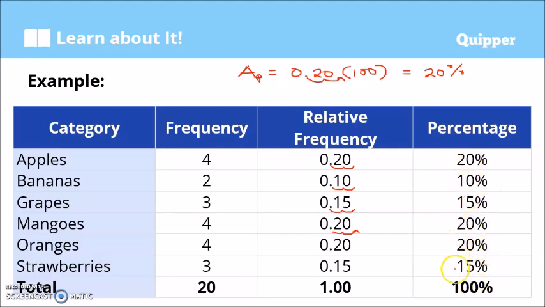Pag i-add natin ito lahat, it should be equal to 100%. So, we have 5 plus 5, that's 10, 0, carry 1. So, 3, 4, 5, 6, 7, 8, 9, 10. So, 10, we have 100%. Again, when we add relative frequencies, that would be 1. When we add all the percentages, that's 100%.